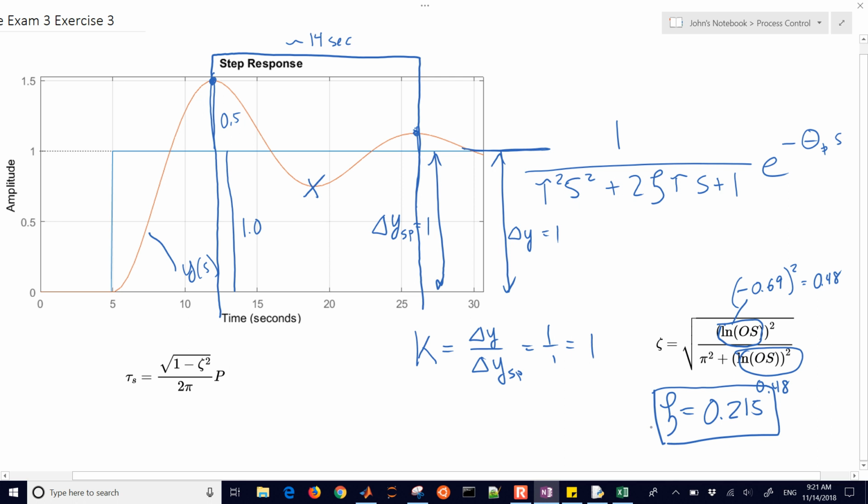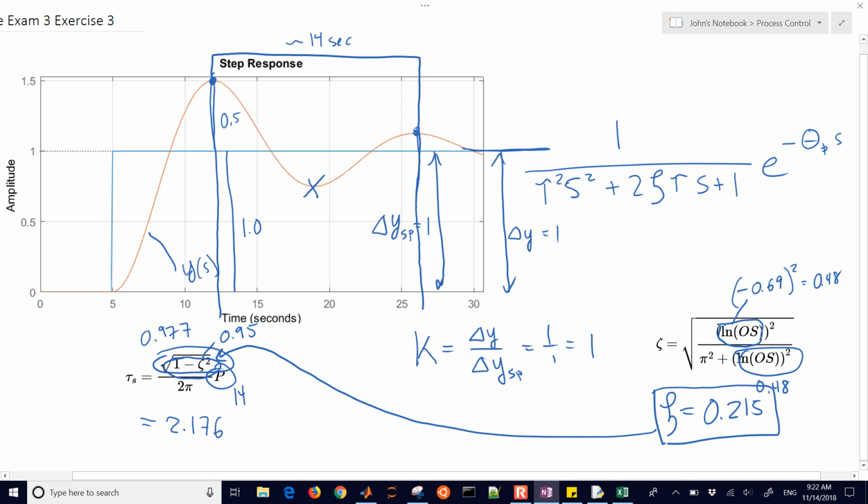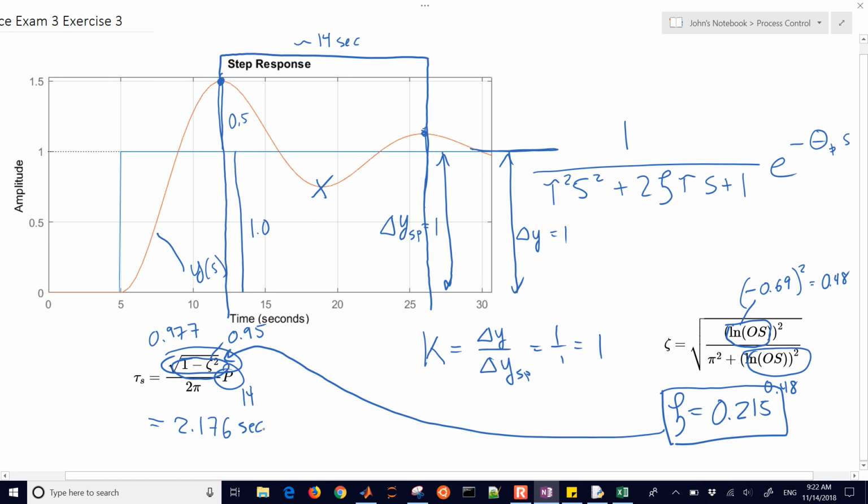Okay, so if we plug that in, we also had our zeta. That's why we calculate tau later. So we have 1 minus zeta squared. This part right here is going to be about 0.95. Okay, and then we take the square root of that, and everything right here is going to be 0.977. And then with the period there of 14, then this is going to be about 2.176. Okay, maybe too many significant figures there for a graphical method. But that's going to be in seconds on the tau value. Okay, so there we have it. We have our tau and our zeta values.